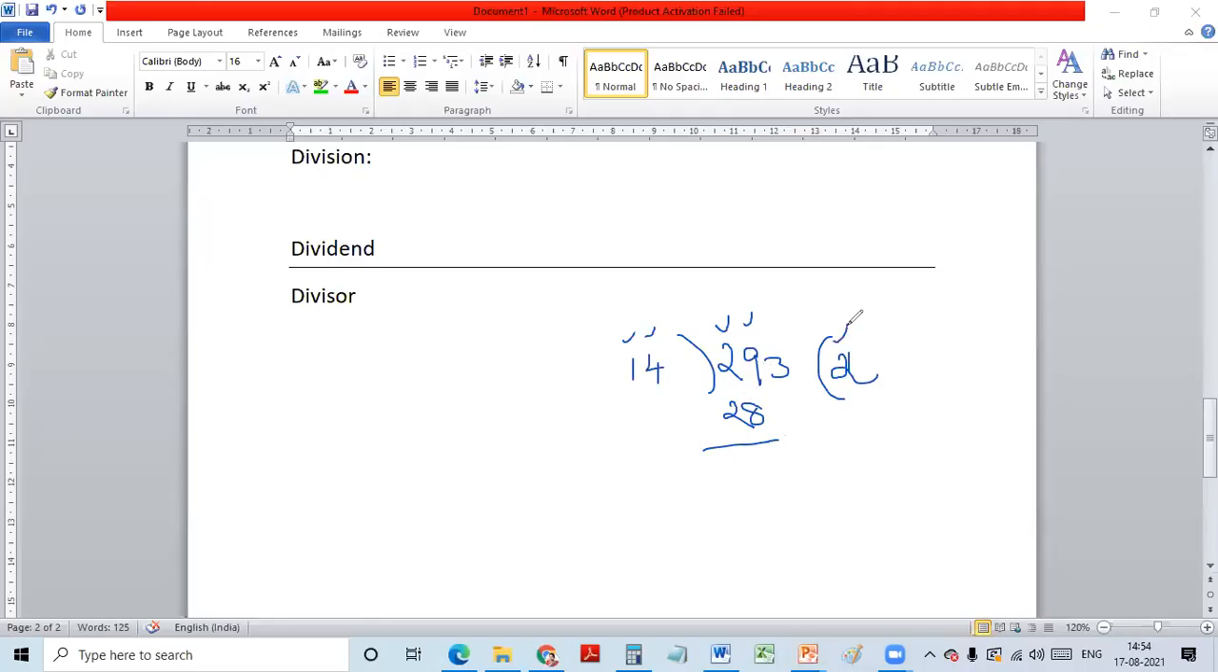You have to check how many times the divisor can go into this figure, and we get 1, which we call the partial remainder, since the division is not yet completed. So this is called a partial remainder. And we take the next digit 3 and proceed further. So how many times is it going?